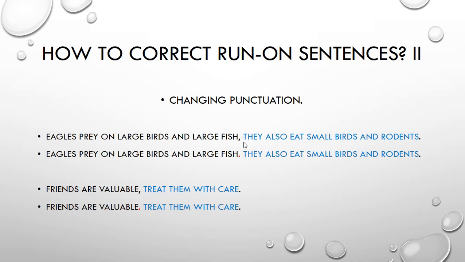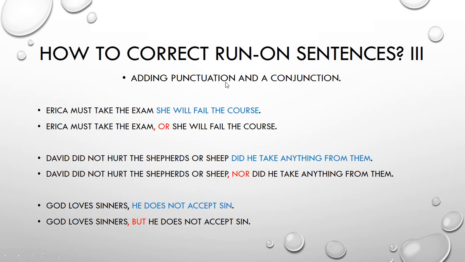We have the second example. Friends are valuable. Treat them with care. So we're going to take out that comma. And we're going to write down a period. That's the second way to correct run-on sentences. But now we have a third one. In this one, we're going to add punctuation and a conjunction.